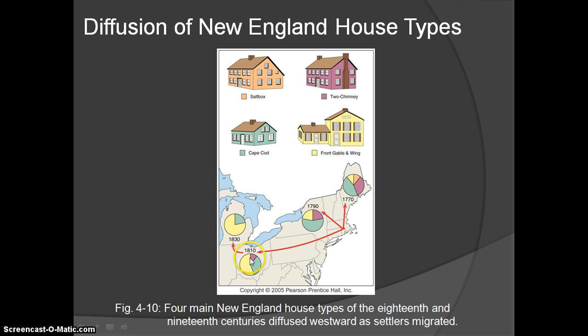And then if you have the movement from Ohio to Michigan, only 2 houses make it out. You notice how the more popular house, the front gable and wing, makes it out along with the second most popular house, the Cape Cod.